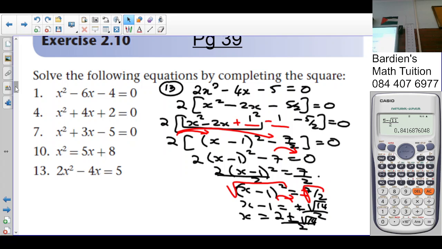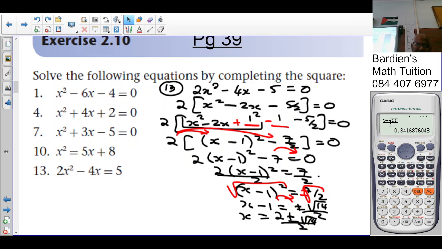So do for me number. Got 3 minutes left. You can do 3 sums in that time, no? Okay, people, for homework, it's going to be the remainder of exercise 2.10.